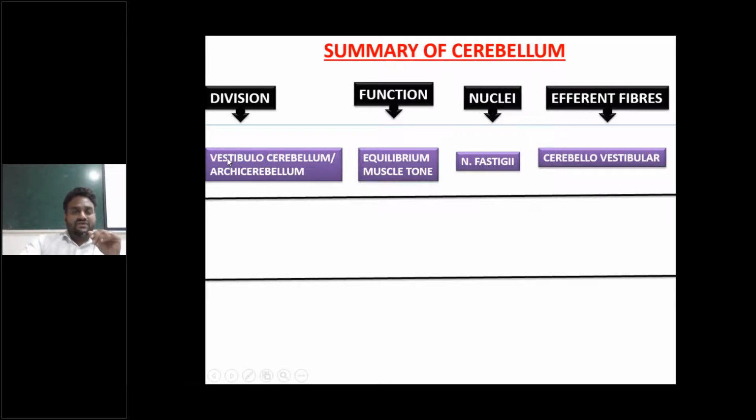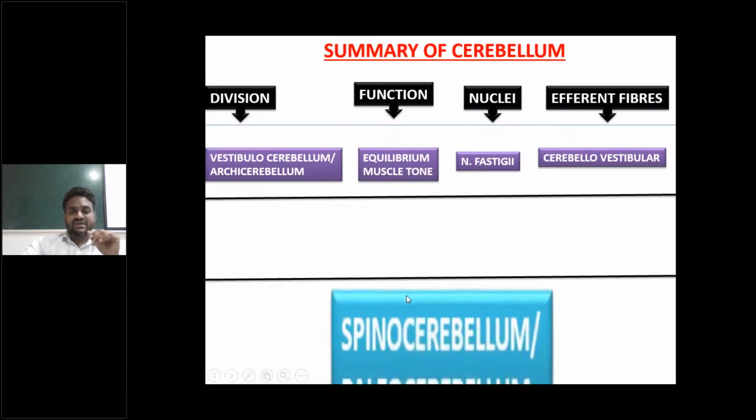So first one, vestibulocerebellum or archicerebellum. Functions: equilibrium and maintaining muscle tone. The nucleus of this division is the nucleus fastigii, and the efferent fibers of this nucleus are cerebello-vestibular. That's enough. Now we move to the second one.